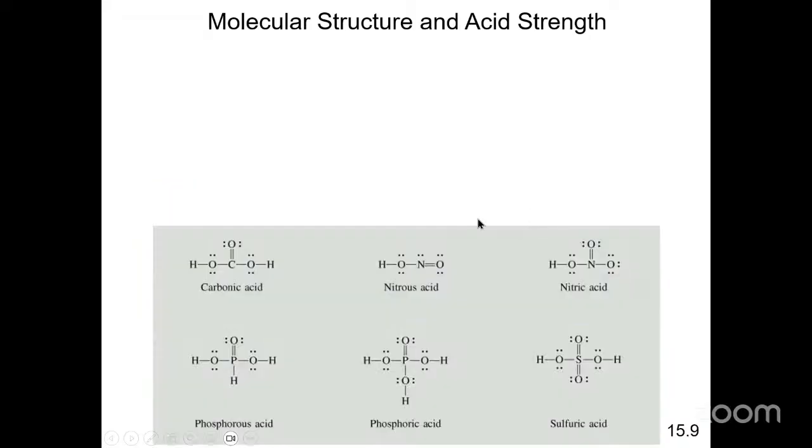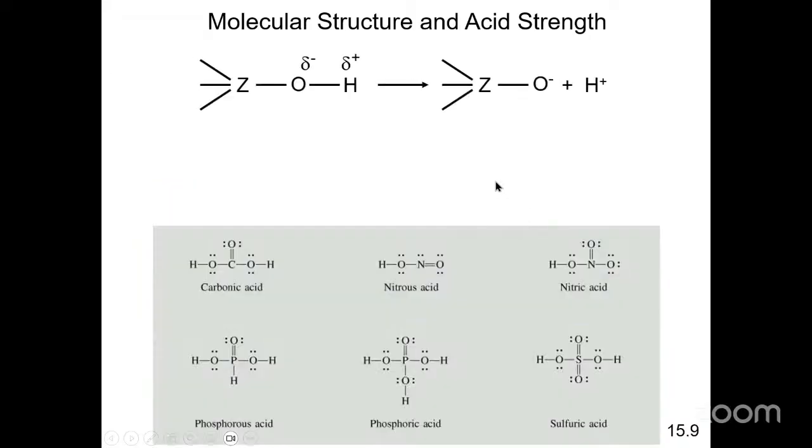Now, when it comes to oxyacids, there are a couple of things that you have to take into account in terms of predicting the acid strength. So, just to remind you, an oxyacid is basically an acid which contains oxygen bonded to hydrogen, all right? Or at least one oxygen bonded to a hydrogen atom.